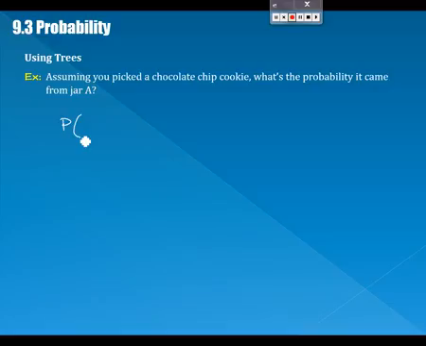Probability of A given chocolate chip cookie, right? By the way, that's kind of a flip of the probability. I know the probability of a chocolate chip cookie given jar A. 3/5, I think, right? I'm just going back and trying to remember. Yes, but that's a different question. We're doing a flip of the condition here, right?